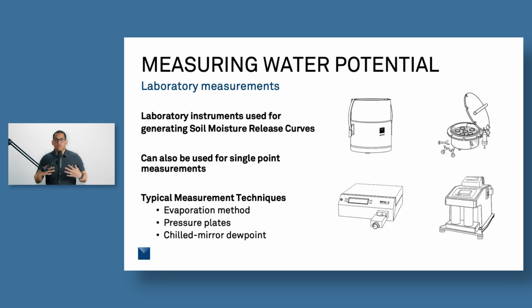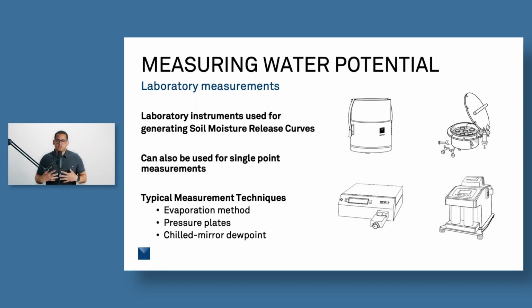Okay, so we've talked about field measurements. Let's move over now and talk about laboratory measurements of water potential. When we're making measurements of water potential in the lab, the goal is typically to try and generate soil moisture release curves. So most laboratory instruments are designed to generate soil moisture release curves.